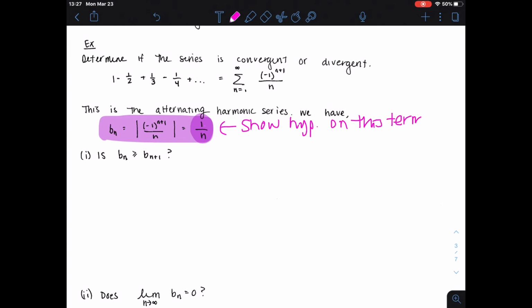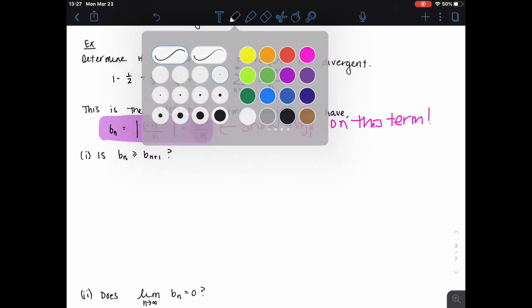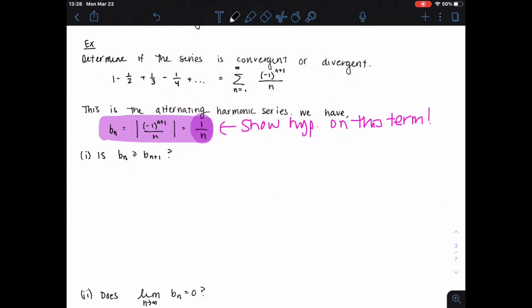You ignore that alternating part completely. So first thing we have to do, is it decreasing? You could do this one of two ways. You can use an inequality like we've done before. This one's really nice to do the inequality with, so I'm going to show it. Or remember, when you want to see something's decreasing, you take a derivative. So you can define a function, show its derivative is always going to be negative.